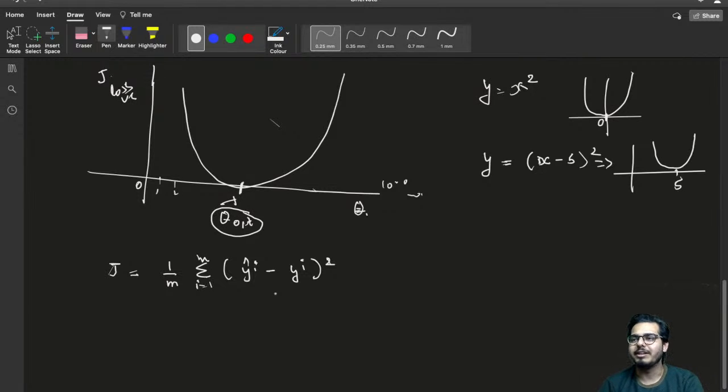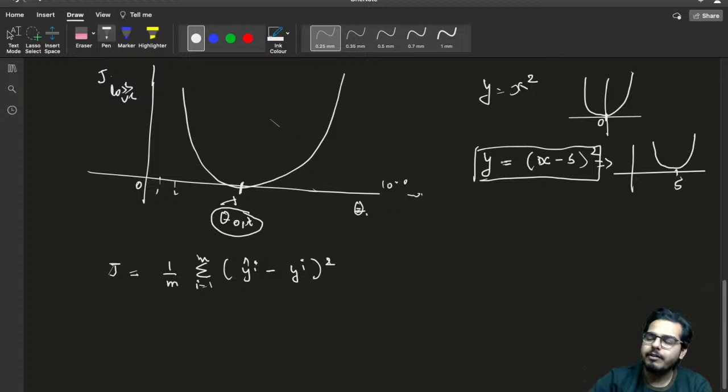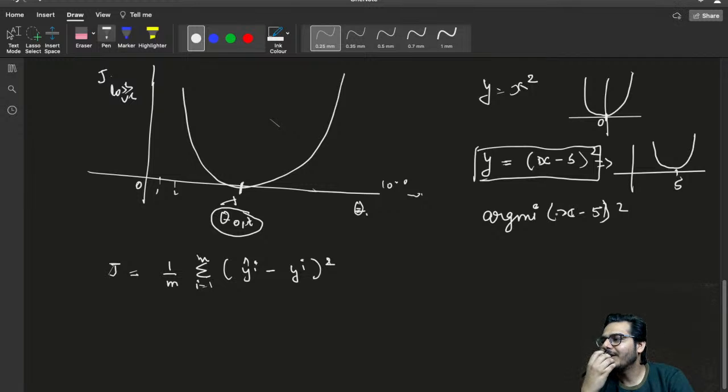I would put it this way. For example, suppose I have the function y is equal to (x minus 5) whole square, and you have to find the minimum value. At which point will this function be minimum? Something like argmin of (x minus 5) whole square. Someone has said first derivative test, differentiation. Yes, the idea is correct.